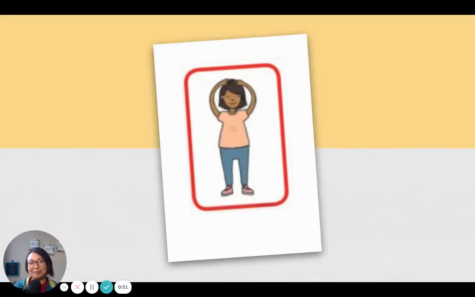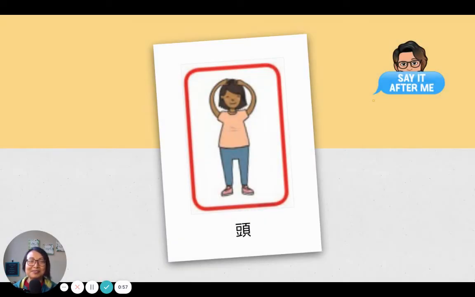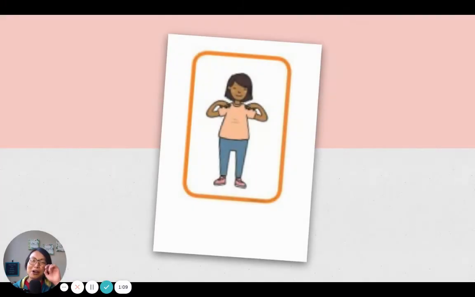The head. Do you know how to say the head in Chinese? Head in Chinese is 头. So let's say it with me. 头. The next part. Let's go a little lower to our shoulder. Any clue how we say it?